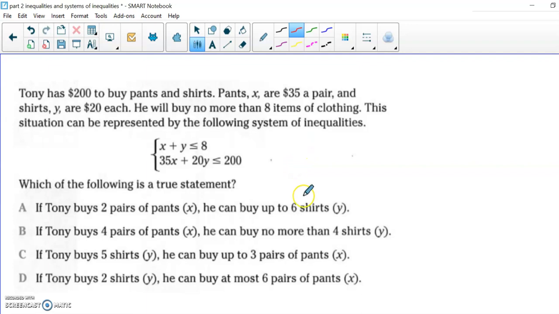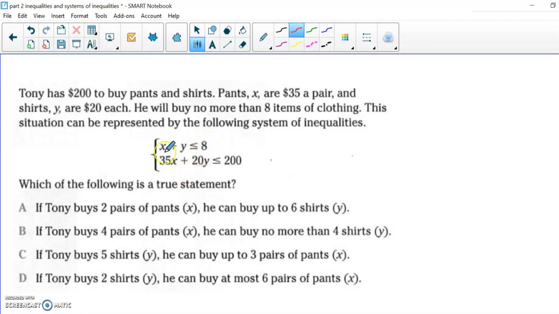Okay, let's try a word problem. Tony has $200 to buy pants and shirts. So that means he can spend all $200, but he can't spend more than. So we know he wants to spend less than or equal to his $200. It says he's going to buy no more than 8 items. So he can buy 8 items, but he doesn't want to go over that. So we're going to say X plus Y, his shirts plus his pants. Oops, X are pants. His pants plus his shirts have to be less than or equal to 8 items.